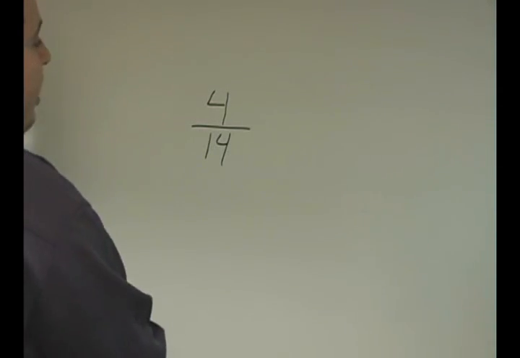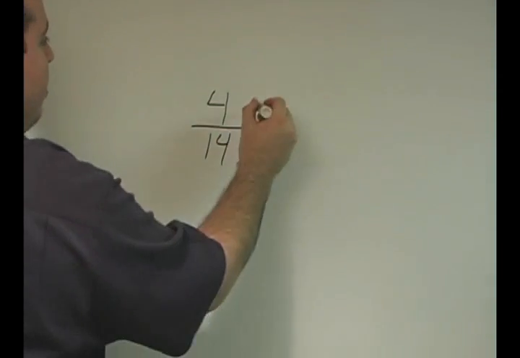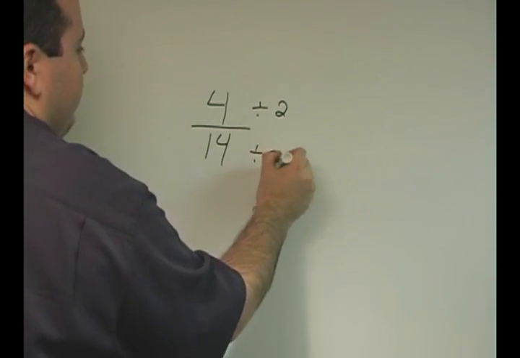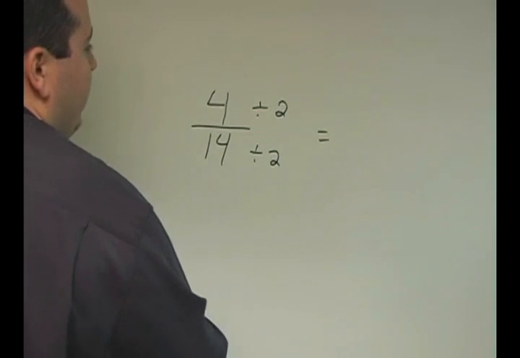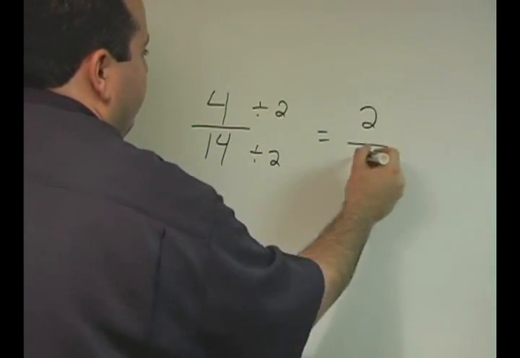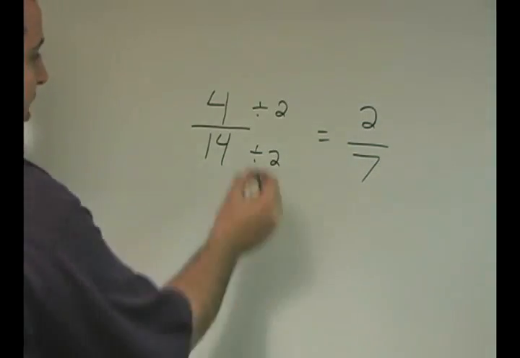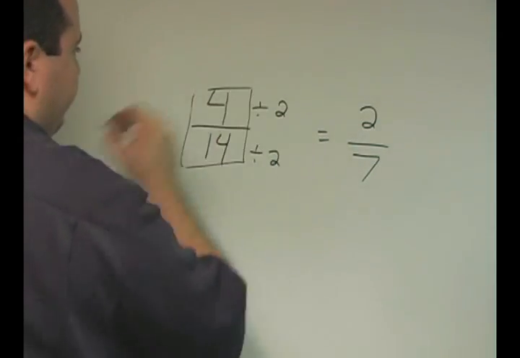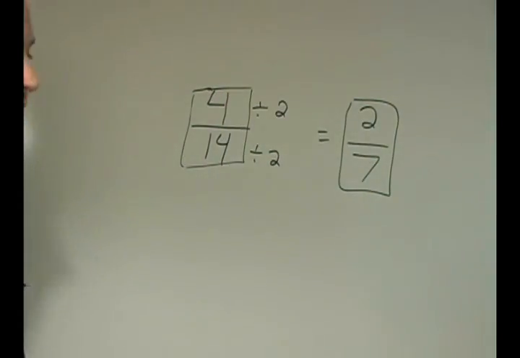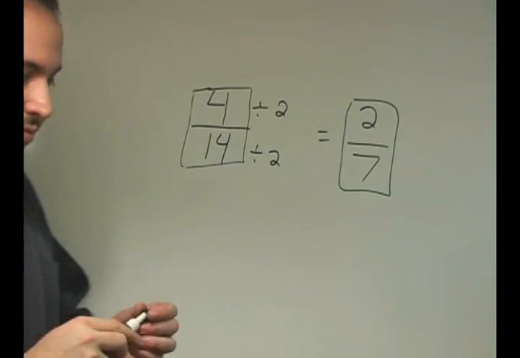In this case, you can see that 2 goes into both of these, so I could take the 4 and divide it by 2, and the 14 and also divide it by 2. And when I do that, 4 divided by 2 is 2, and 14 divided by 2 is 7. And the point of this is that 4 over 14 is the same fraction as 2 over 7. These two fractions are the same.